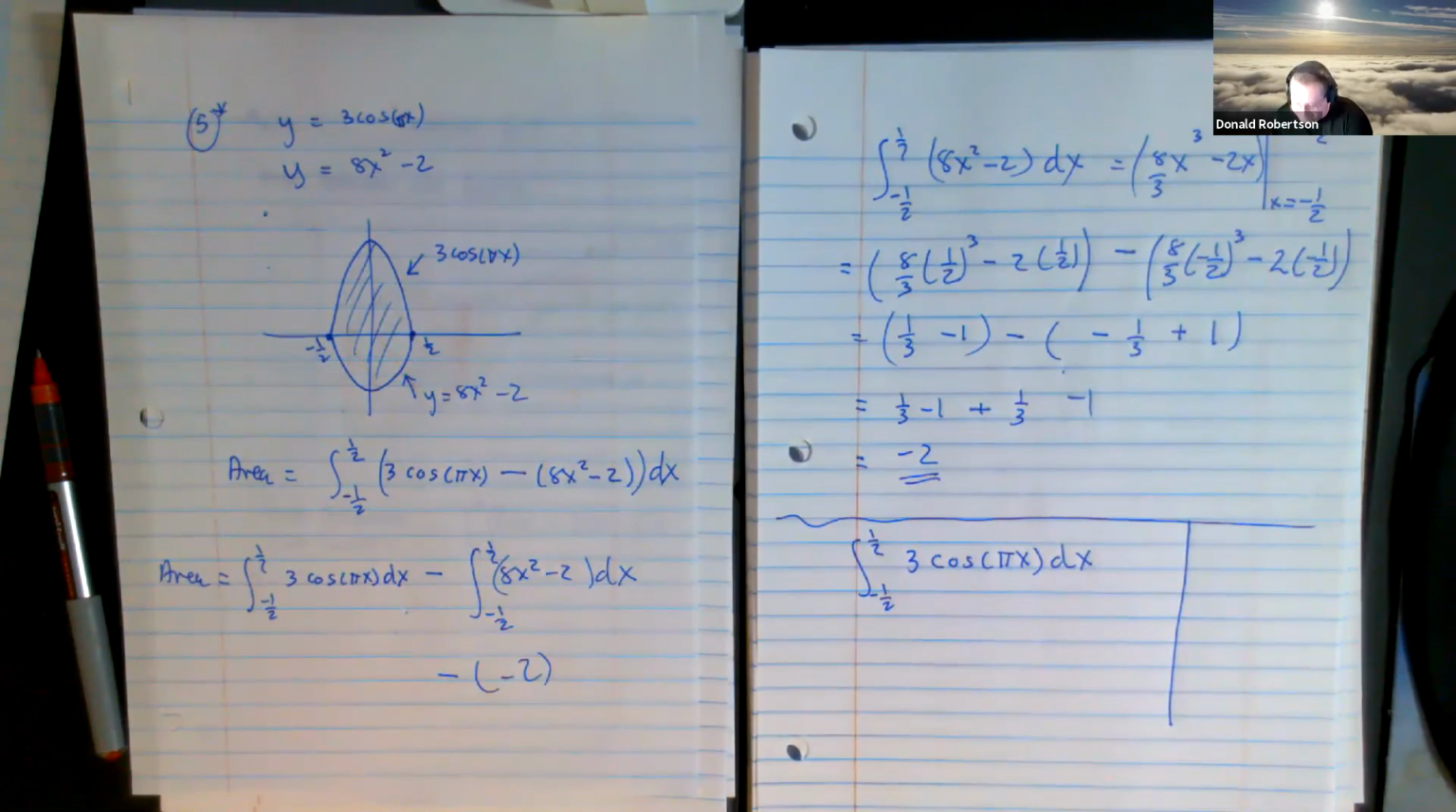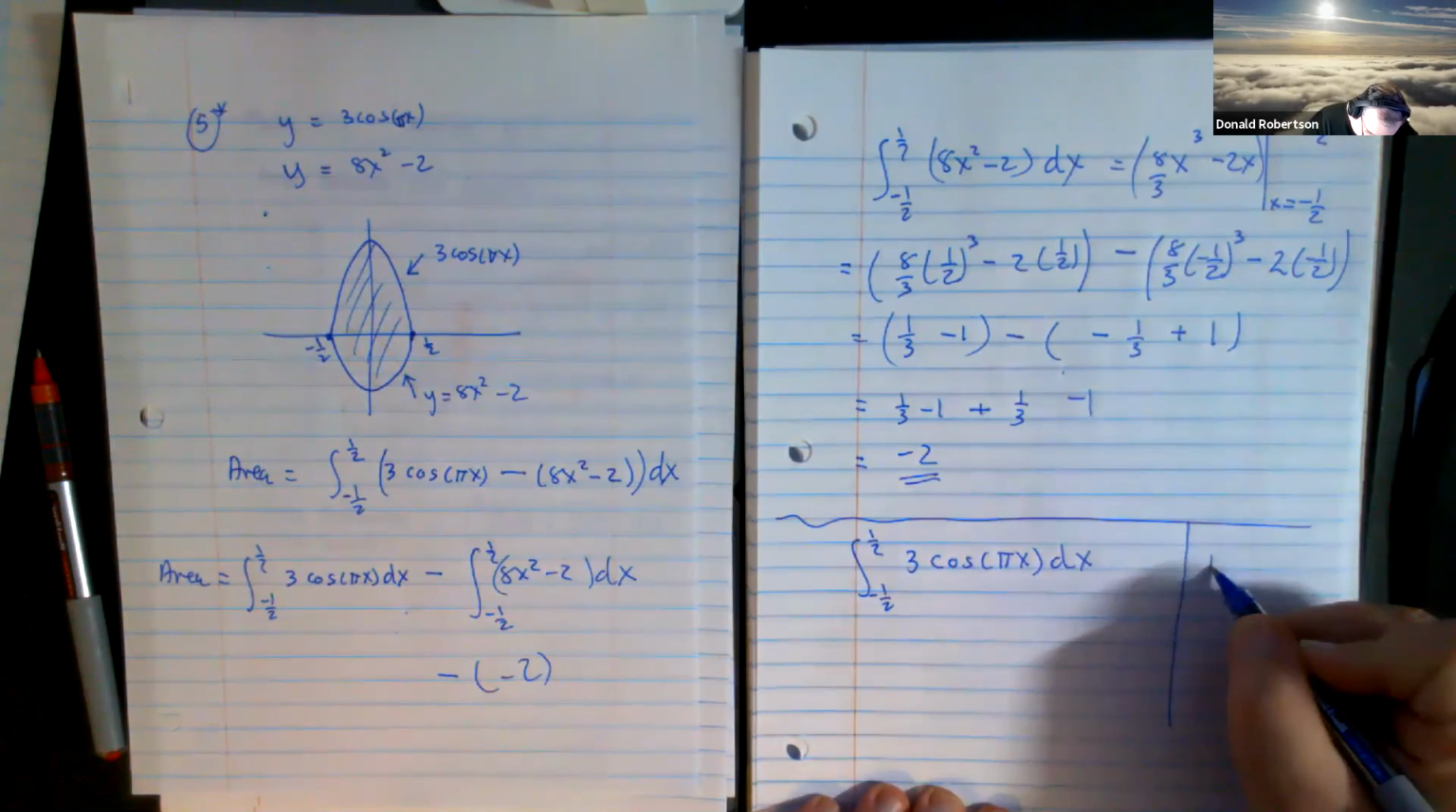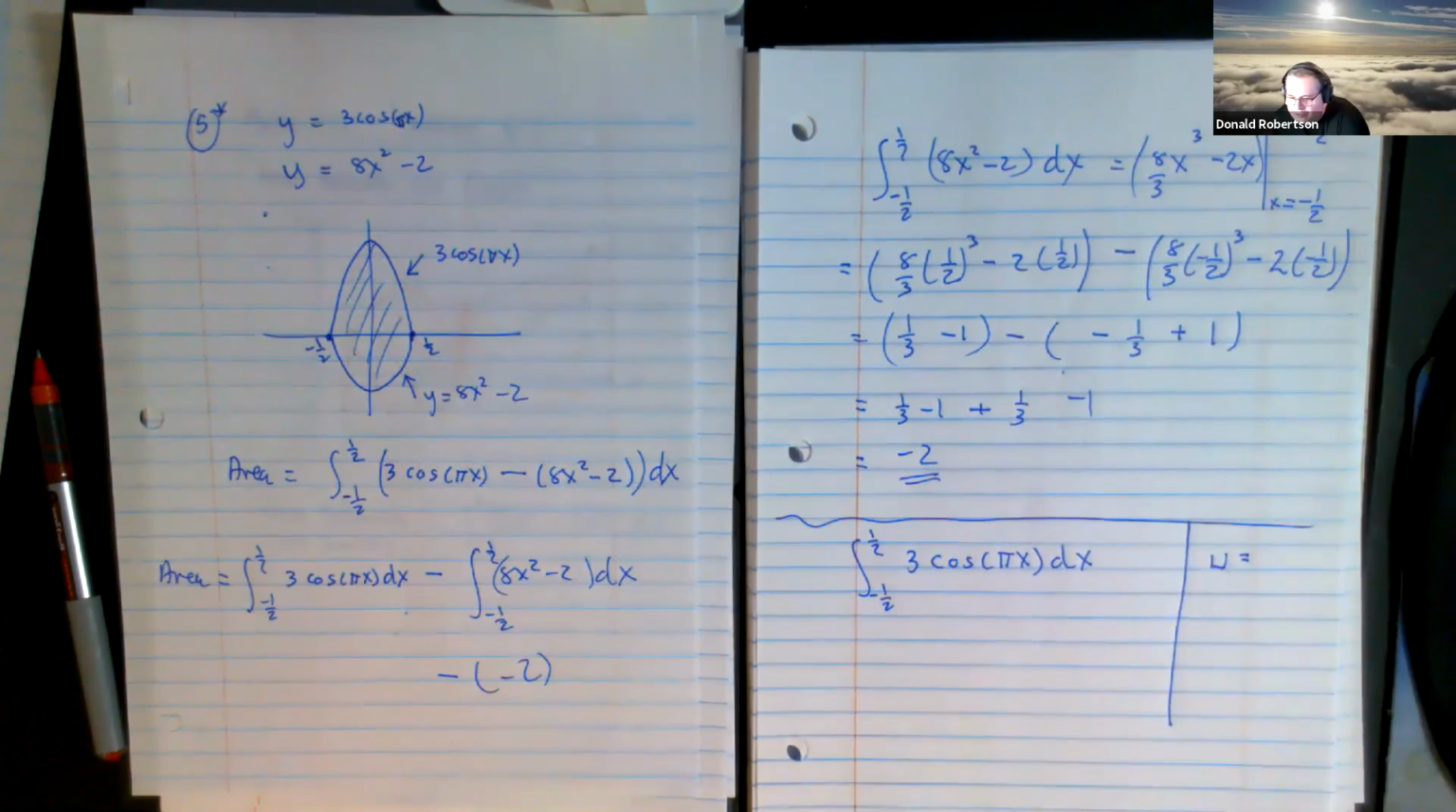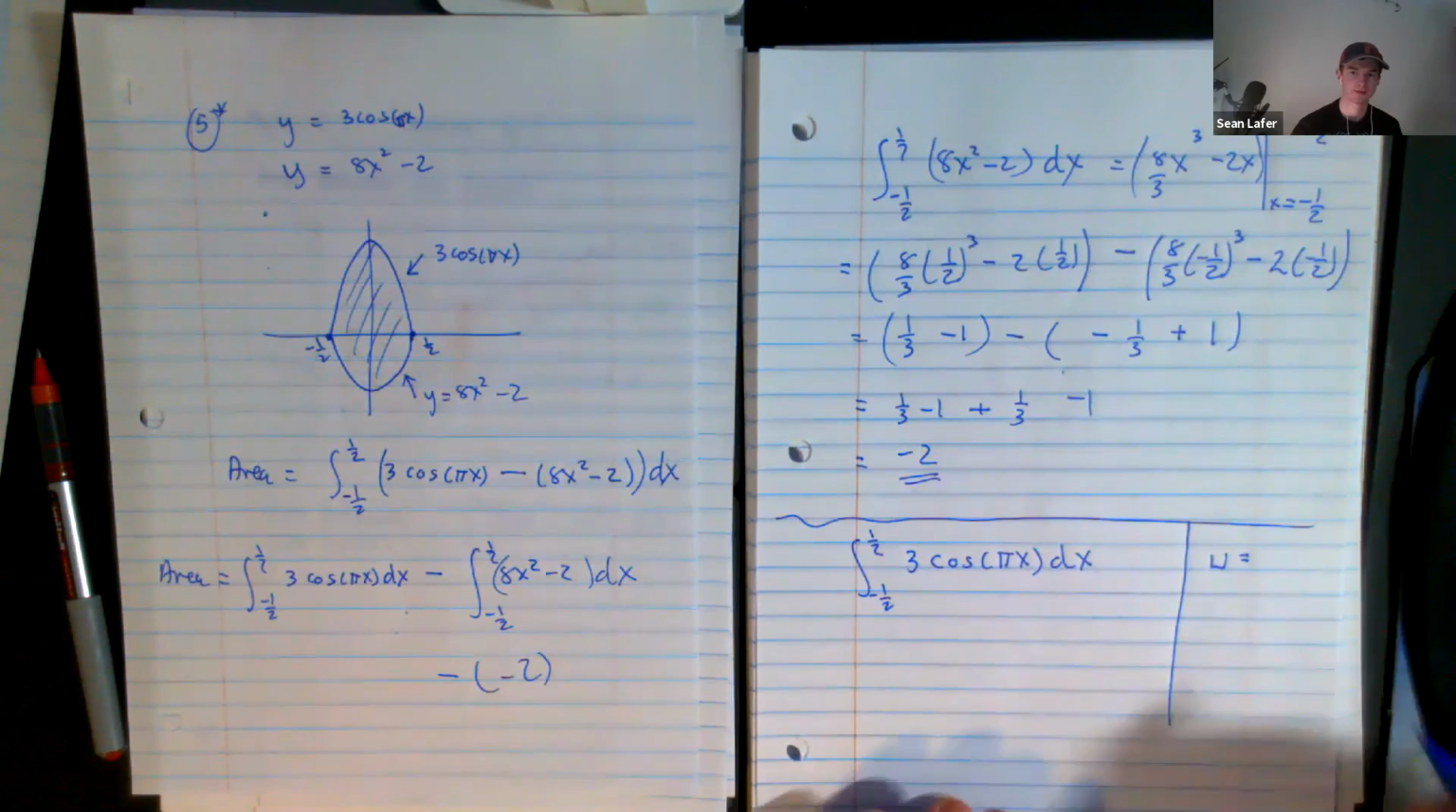This is a U sub. I need a U sub to do. Right? I need to do a U sub on this. Who is the U sub? There's not an awful lot to choose from, is there? Pi over x or pi x. Agreed.